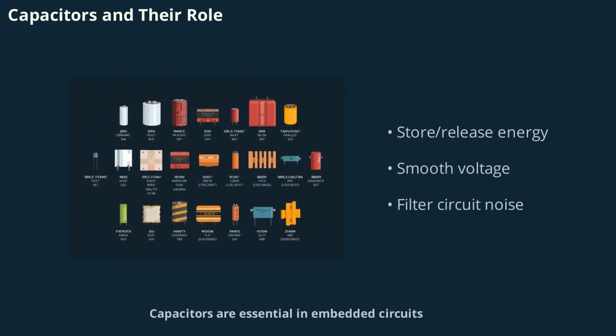Capacitors are essential in embedded circuits for storing and releasing electrical energy. They help smooth voltage fluctuations, filter noise, and provide power during brief interruptions. Understanding how to select and use capacitors is crucial for stable circuit operation, especially in systems sensitive to power variations.